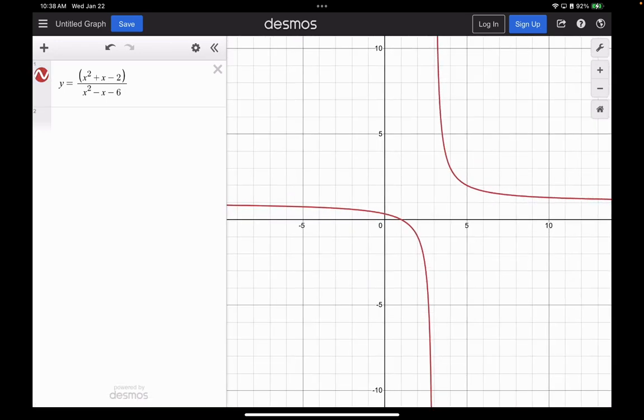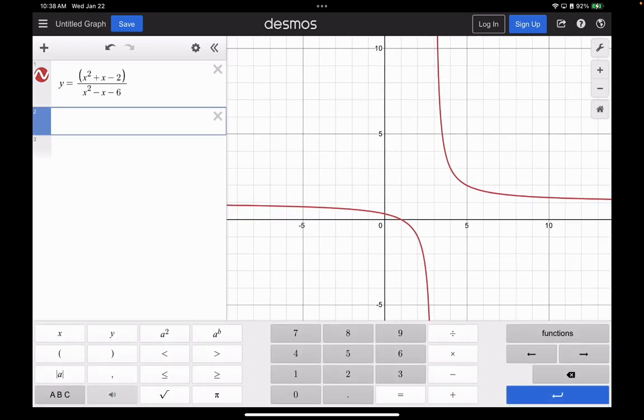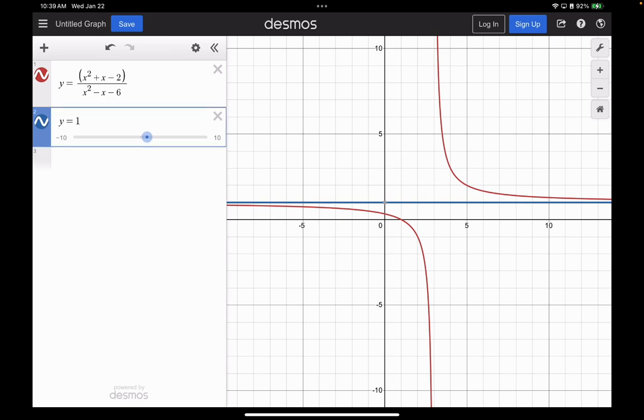Where are my asymptotes supposed to be? 3 and 1. No, 3 and 1 is not an answer for asymptotes. Asymptotes have an equation. There you go, y equals 1. And I'm going to make that a dotted line. I'm going to press and hold the little squiggly line there. There's a dotted line.